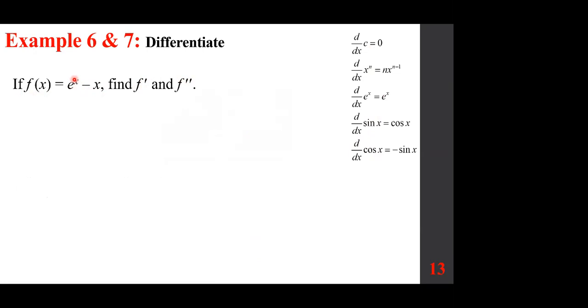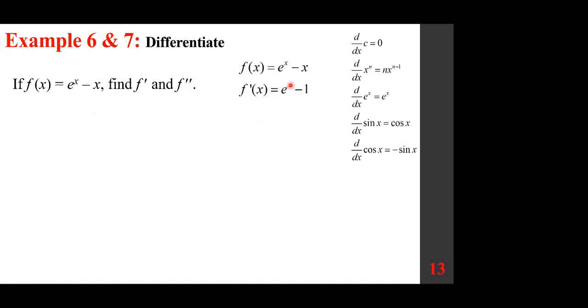The derivative of e to the power of x is itself. Minus x gives you minus 1. So that's it. That's f prime of x. Now, f double prime, that means higher derivatives. That means differentiated again. I'm going to differentiate this again.